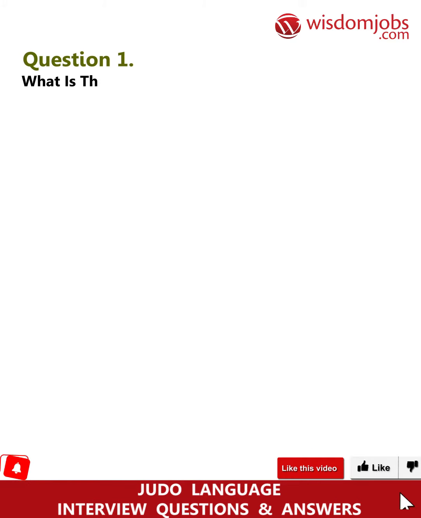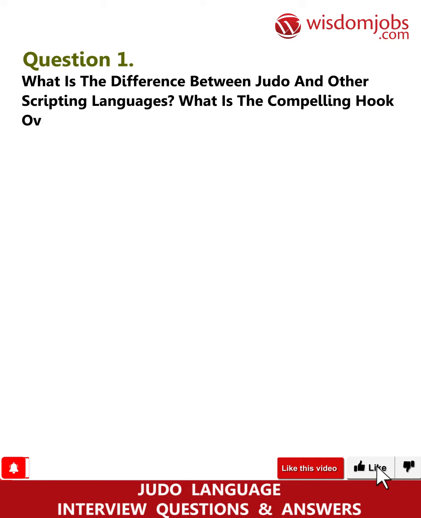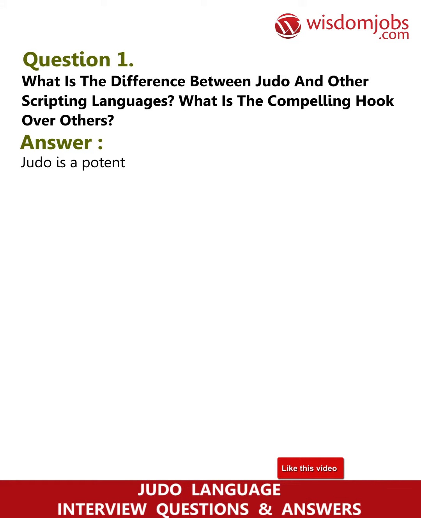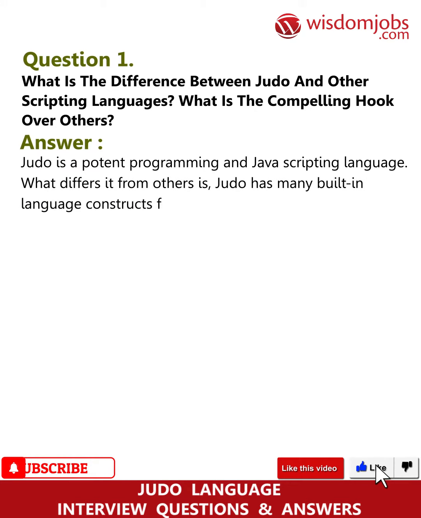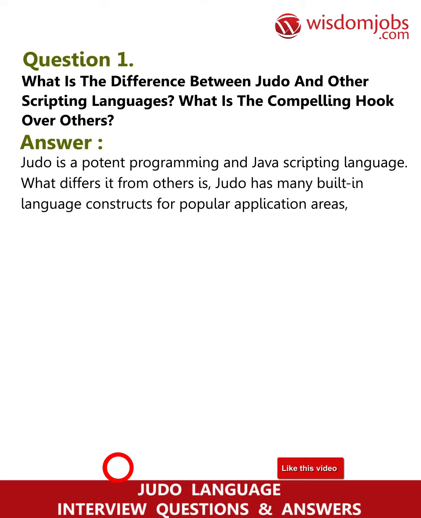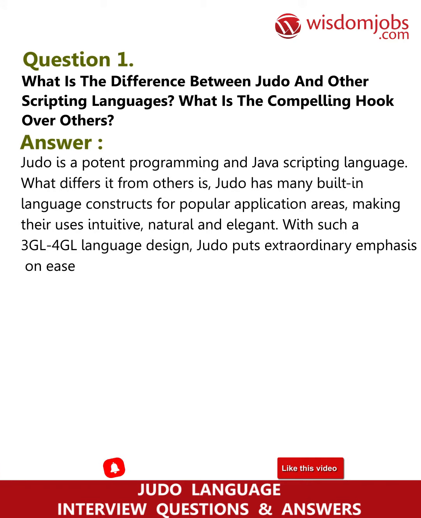Question 1. What is the difference between Judo and other scripting languages? What is the compelling hook over others? Answer. Judo is a potent programming and Java scripting language. What differs it from others is Judo has many built-in language constructs for popular application areas, making their uses intuitive, natural and elegant. With such a 3GL/4GL language design, Judo puts extraordinary emphasis on ease of use as well as ease of program.